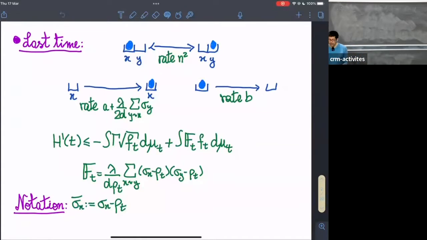Okay, so last time I made some computations and I wrote this formula for f_t. So who was asking about where the number two went? You were asking about the number two there, right? The thing is that here I'm making the sum over an ordered couple, so I'm not summing twice on x and y. That's why the number two disappeared.